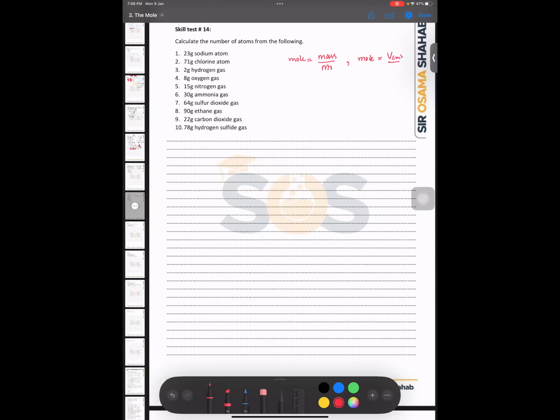If the volume is in centimeter cube, you need to divide it by 24,000 to get the number of moles. And if the volume is in decimeter cube, you simply divide it by 24, and it will give you the number of moles.